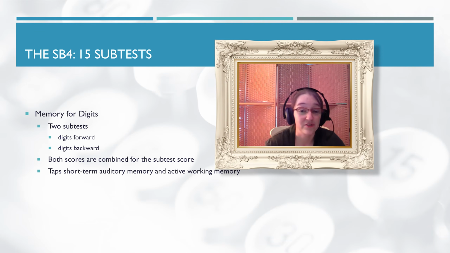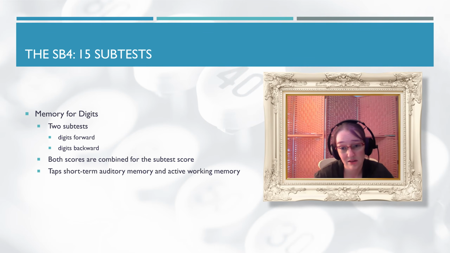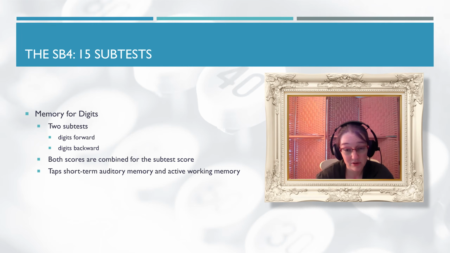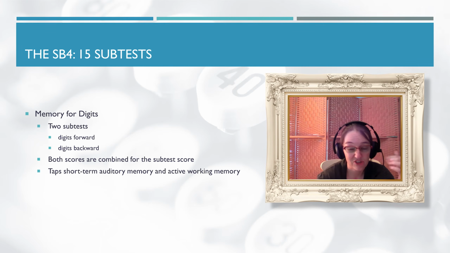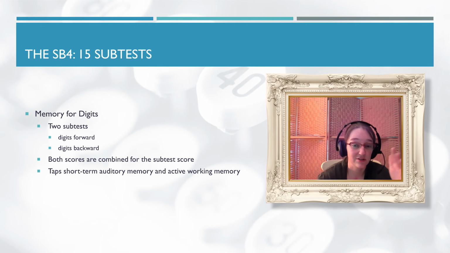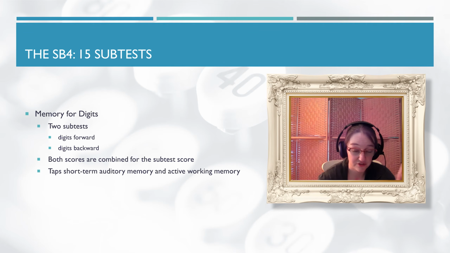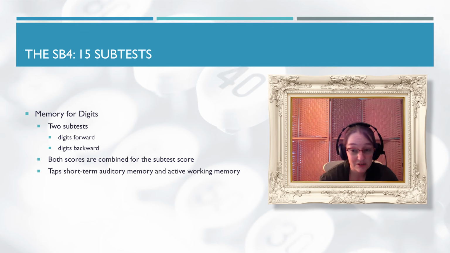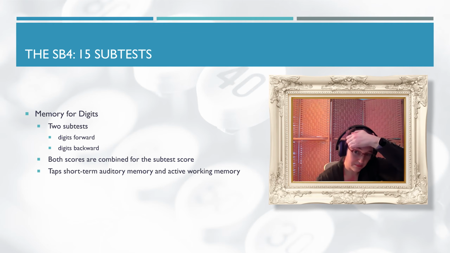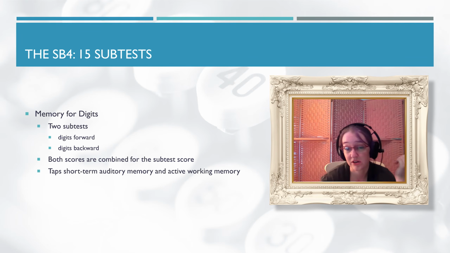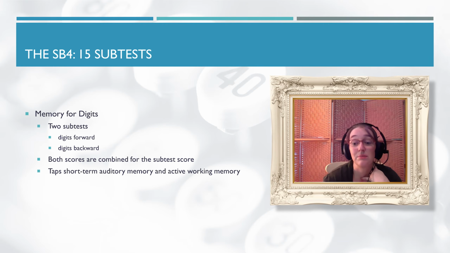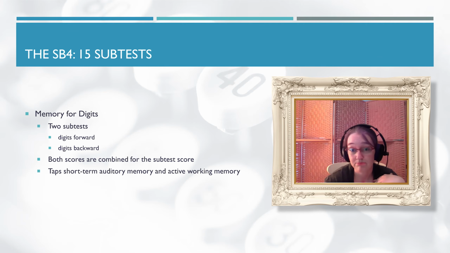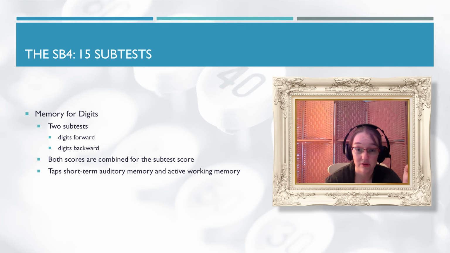So we've got memory for digits, and this has 2 subtests in it, but both scores are combined: digit forward and digit backward, and that's just recalling. You're given a string of digits, and you're asked to recall them in the exact same order. That's digit forward. But you're also asked to recall them backwards, in the opposite order. That taps both short-term auditory memory and active working memory. Backwards is way harder because you have to flip. I at least find it harder. And the subtest taps both those pieces.